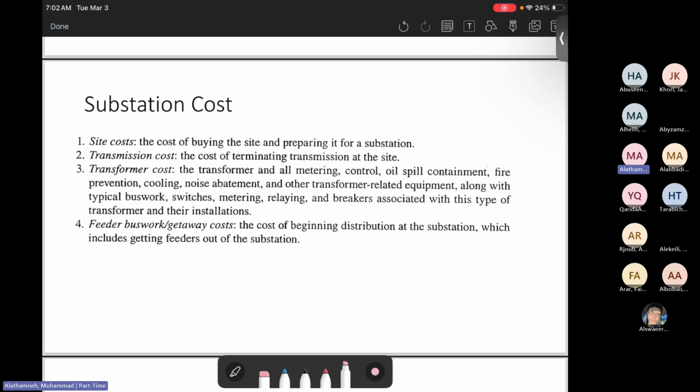AIS is cheaper, but it's very big in size, while GIS is more expensive, but the size is small. That's why Abdoun substation is GIS, city center substation is GIS, while for the rest of the substations, where the land is very cheap, we are using aerial substations.